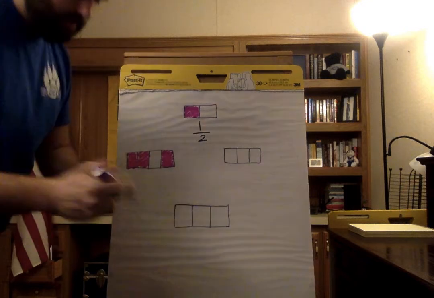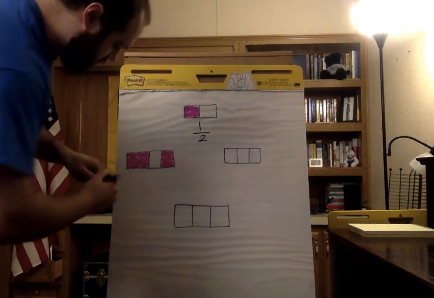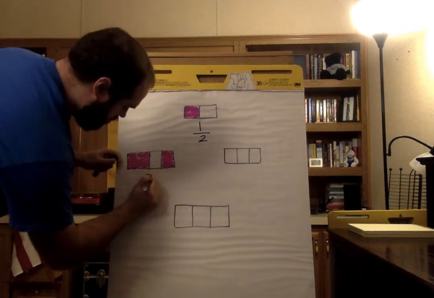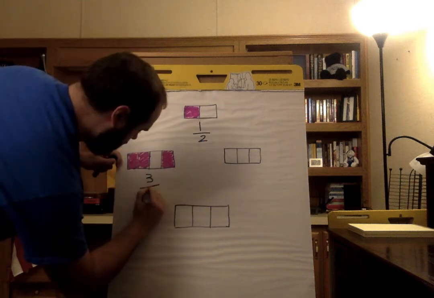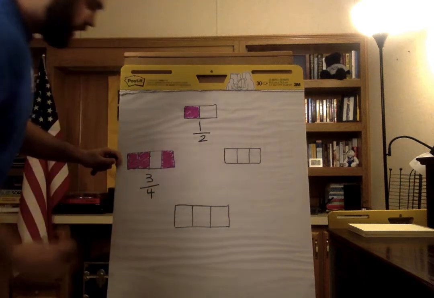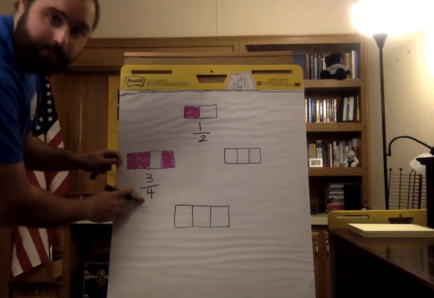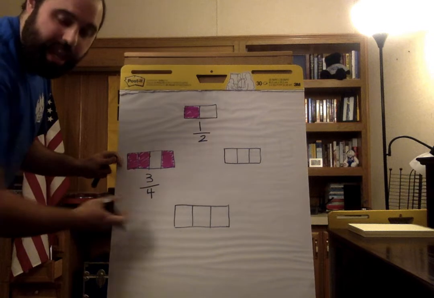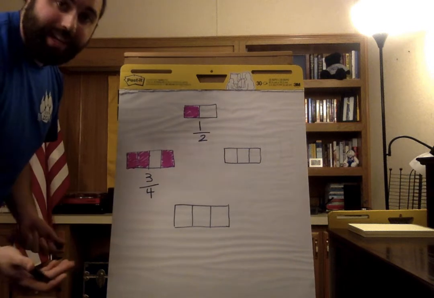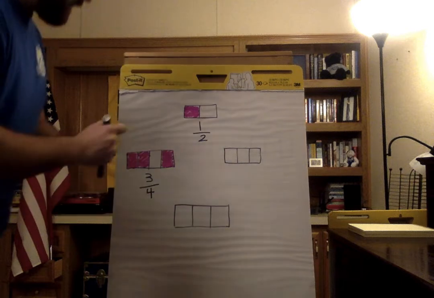So for this one, remember the first number is the number of parts that are colored. 1, 2, 3. 3 parts out of 1, 2, 3, 4 total parts. And this is read 3 out of 4, or 3/4. And we'll go over that more once we go over money. That'll make more sense. But that's how we read some of these fourths, okay?